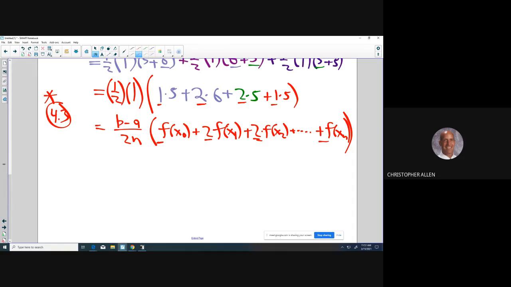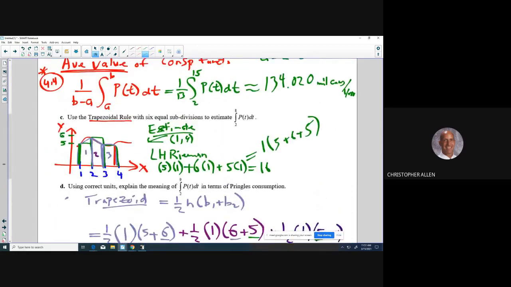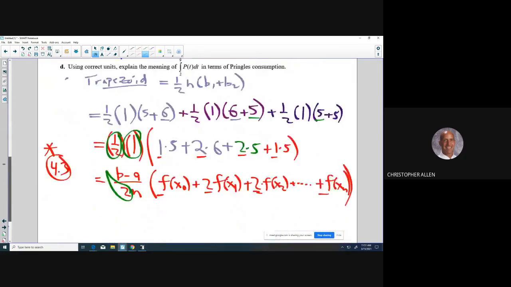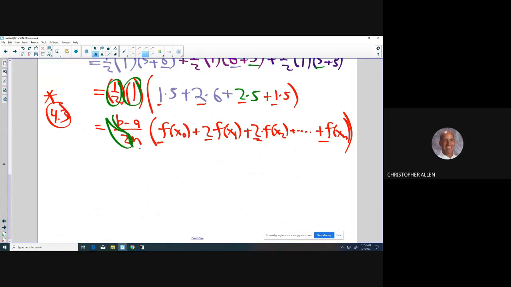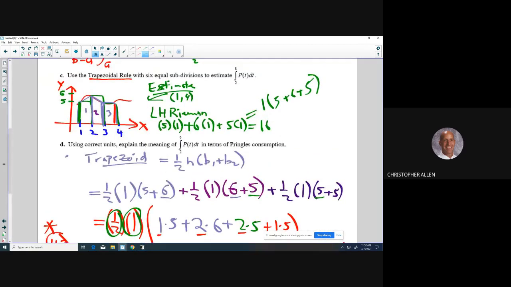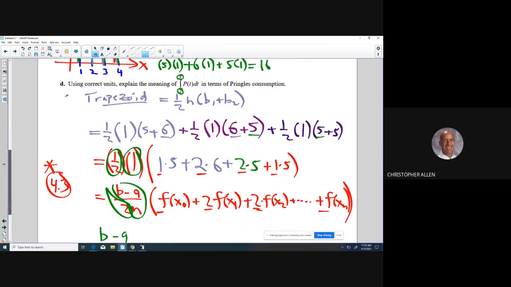Okay? Also, this 1/2 comes from this right here. There's 1 over 2, that's the 1/2. This 1, that's because the distance between each of these particular ones that I did is just 1. So this B minus A over N, in this particular problem, we're going from 2 to 9, which is how many? I think that's 7, isn't it?